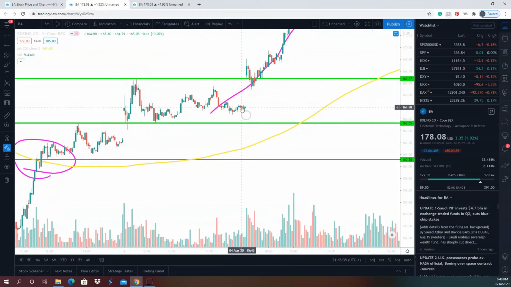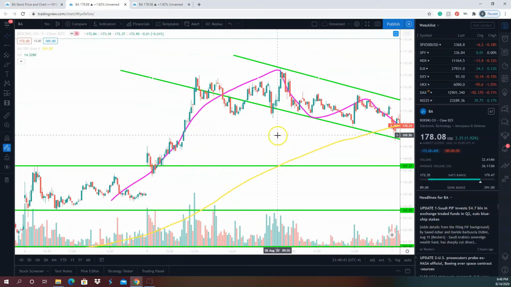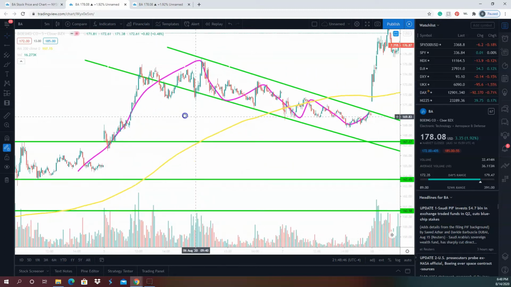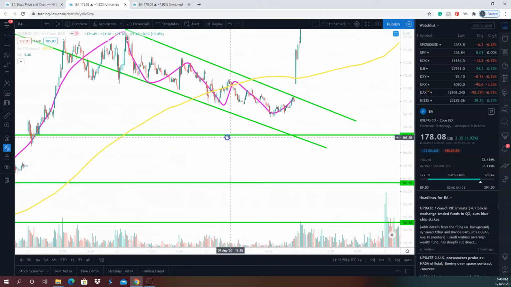What happens the next day? Finishes above the 200-day moving average. So what's going to happen? Boom, gaps up. So it gaps up, and here we see Boeing in a giant bull flag. I drew it out for you guys. Boom, giant bull flag. Bull flags usually break on the upside.